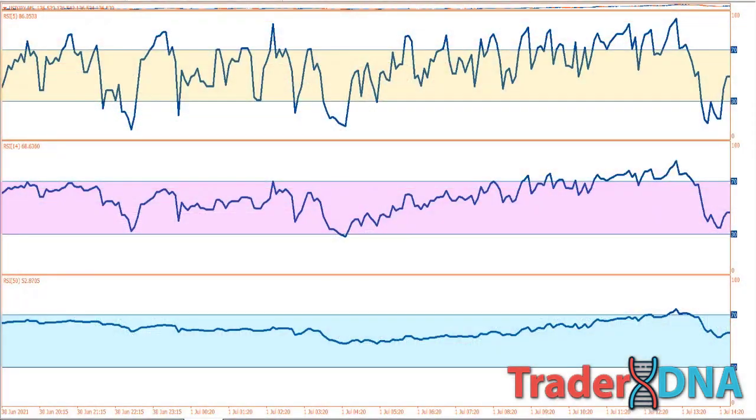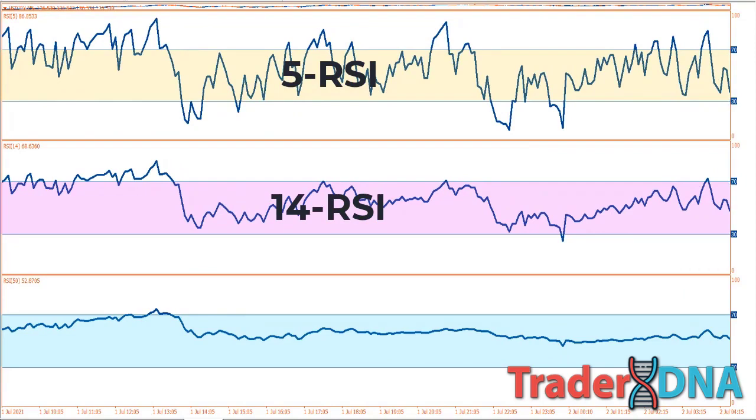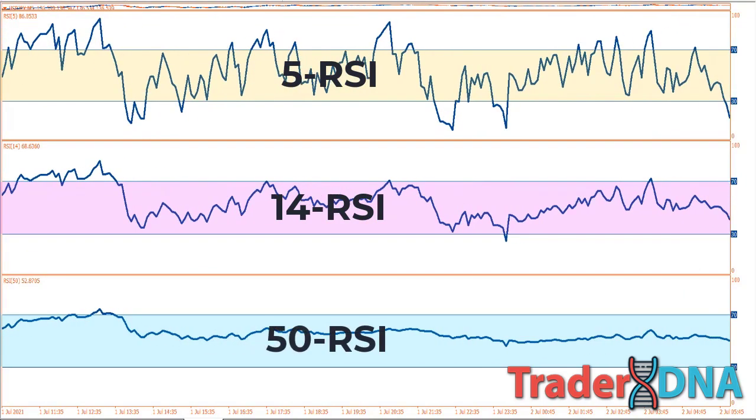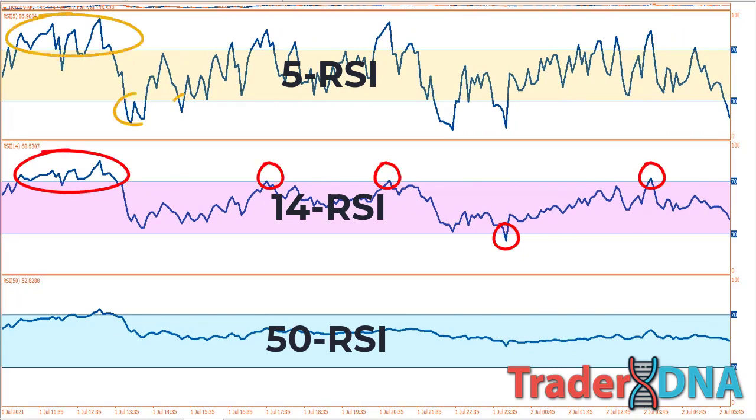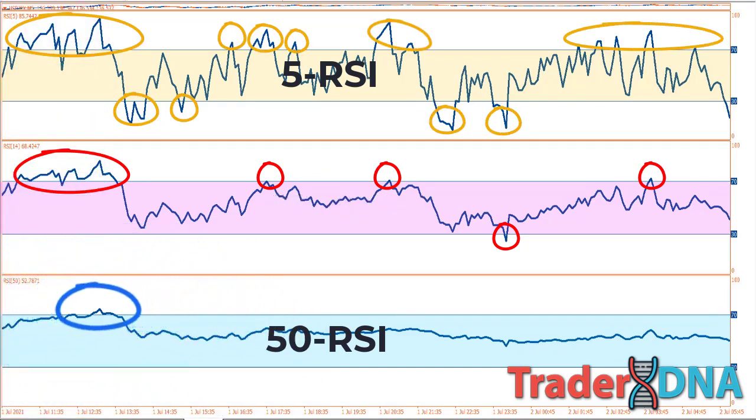Looking at this chart, you can compare a 14-day RSI versus a 5-day RSI and versus a 50-day RSI setting. It can be observed that the 14-period RSI gives several signals, the 5-period RSI is very frequently giving trading signals, and the 50-period RSI gives just one very good trading signal throughout the time period selected.